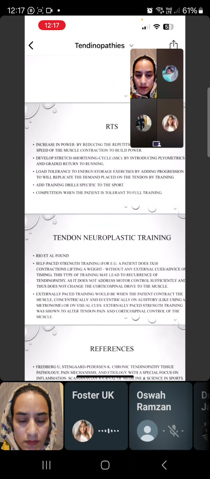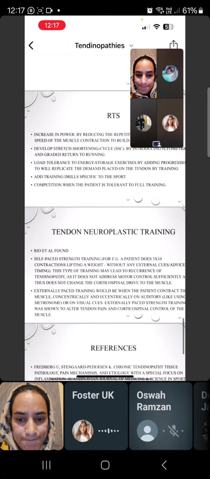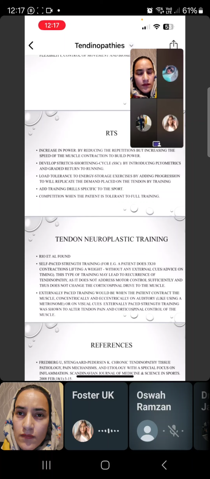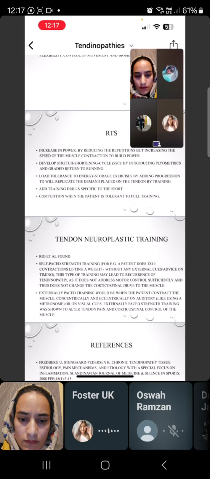So there was a study by Rio et al. We have two types of training: self-paced strength training and externally paced. If the command is coming just from inside the body, if the person is just commanding itself, its body knows, its mind knows what it's going to do. But when the command is coming from the outside, from the environment, then your brain will adapt. When I read it, it will make more sense.